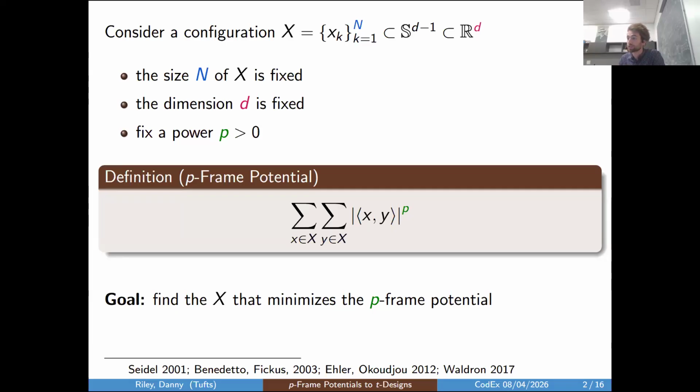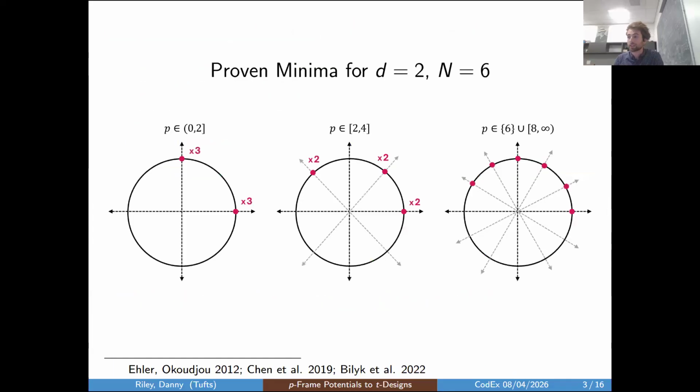So in particular, if I'm trying to minimize this, and n is smaller than my dimension, I can choose any subset of an orthonormal basis, and that's obviously going to be a minimizer because it's going to be equal to 0. So the interesting stuff is going to happen when n is greater than d. And to show you what some of these minimizers look like when we can prove what they are, let's fix d equals 2. So we're talking about the unit circle now in R^2. And let's say we have n equals 6 points on the unit circle.